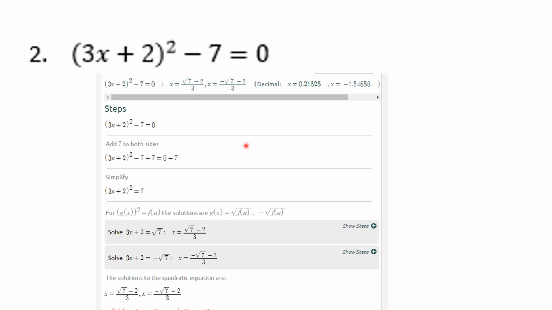Number 2 is best solved using the square root property that we studied, and your answers are shown down here. These are real numbers. x is equal to the square root of 7 minus 2 over 3, and minus the square root of 7 minus 2 over 3. Again, two answers, each worth 4 points, and then you give yourself 2 points if you didn't get any of those answers right. Again, the problem is worth 10.